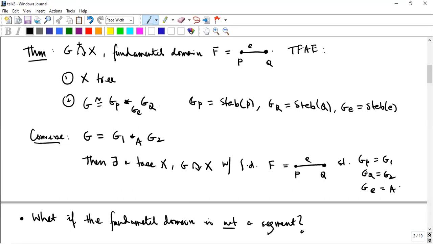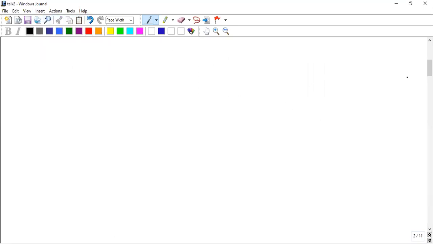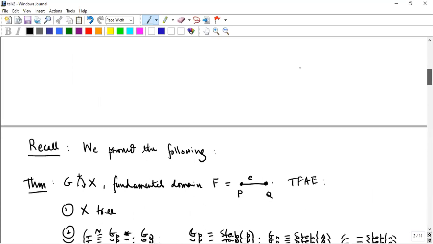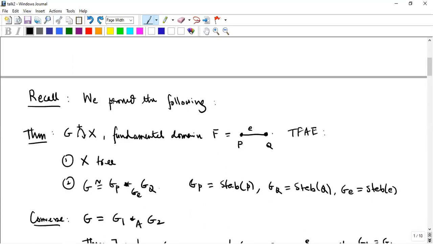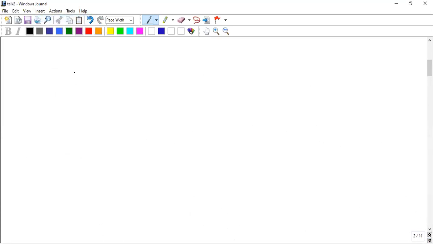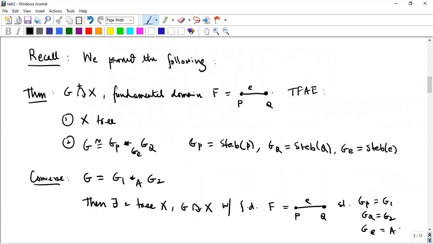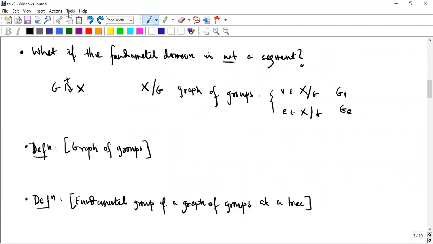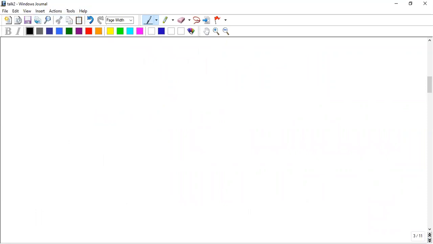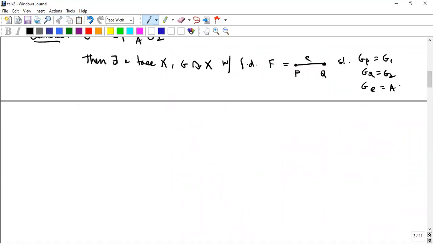So what is the idea behind this theorem? Let me just recall briefly.